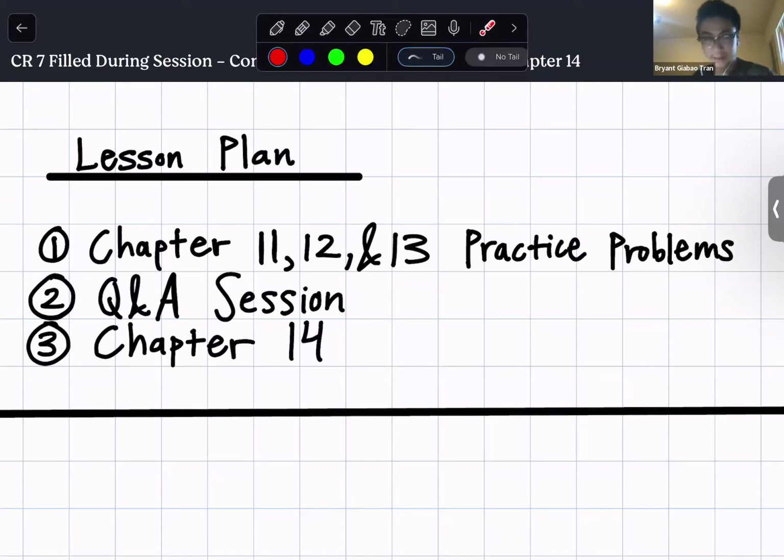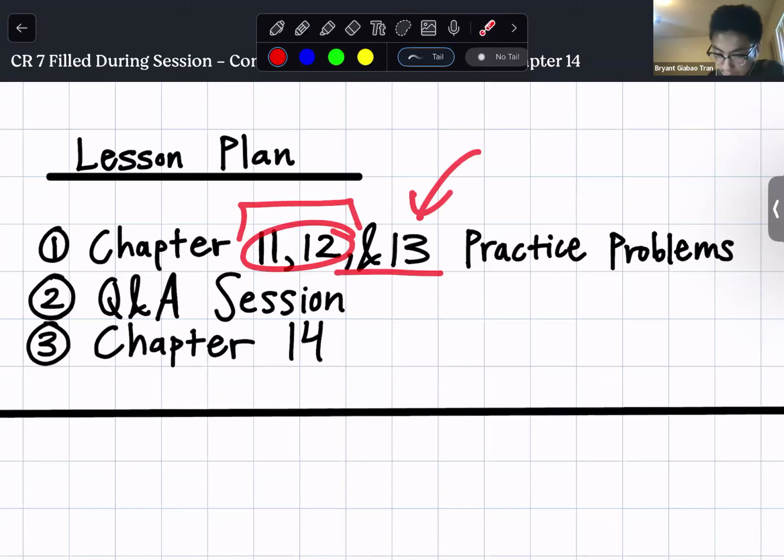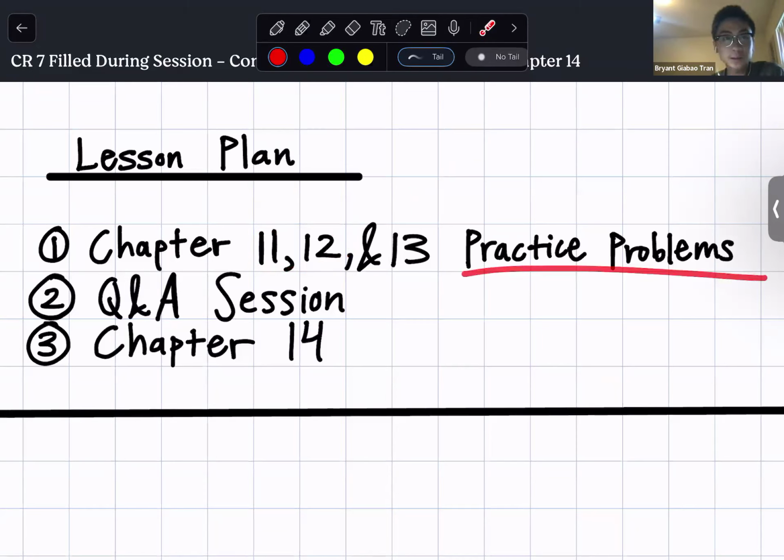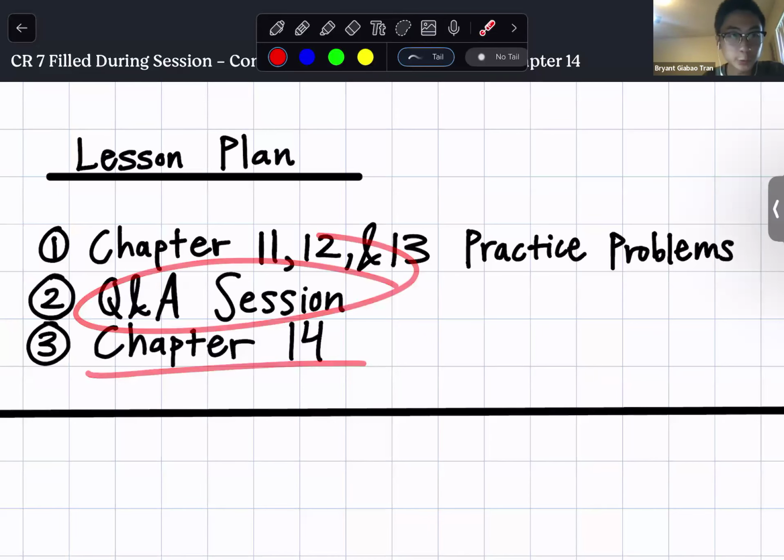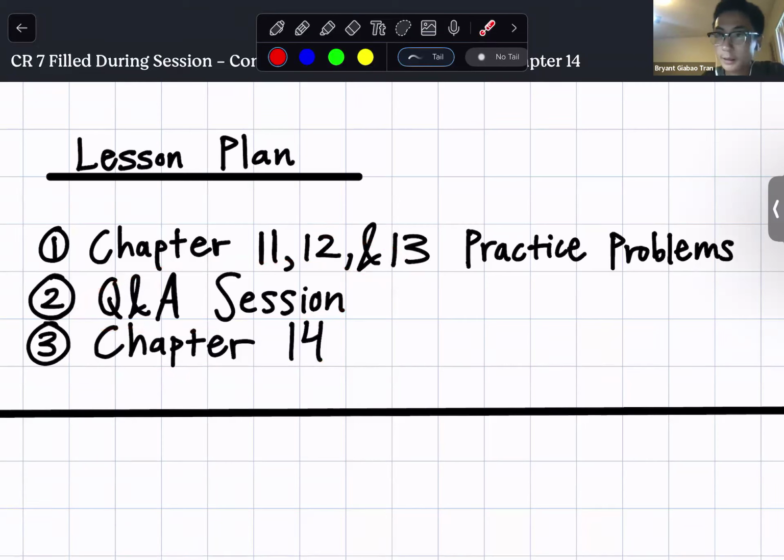So for today's content review session, I plan on going over chapters 11, 12, and 13 reactions. Chapters 11 and 12 are alkene reactions. Chapter 13 is the alkyne reaction. Practice problems connect those concepts together. And after that, we're going to go over any questions you guys have and then start on the new chapter, the conjugated systems, chapter 14.